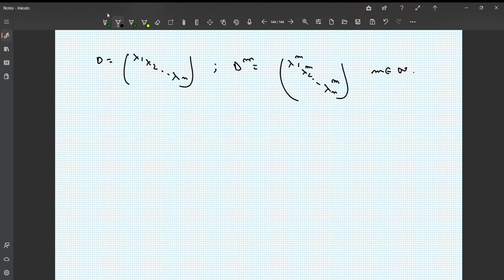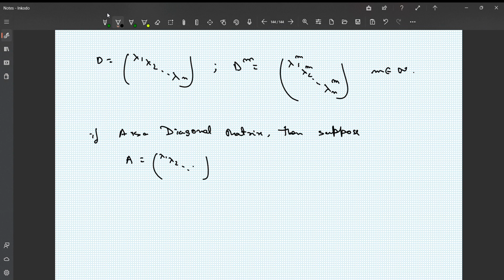Also observe the fact that if A is a diagonal matrix, suppose A is of this form: lambda 1, lambda 2, and so on till lambda n, right? Then e to the power A is this diagonal matrix: e to the power lambda 1, e to the power lambda 2, and so on till e to the power lambda n. Okay, let's just verify this.